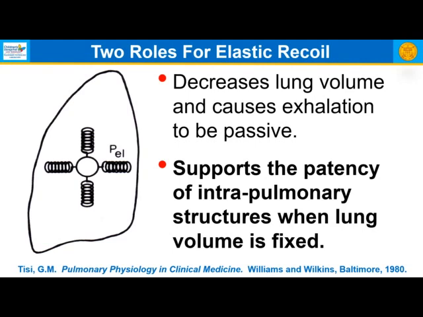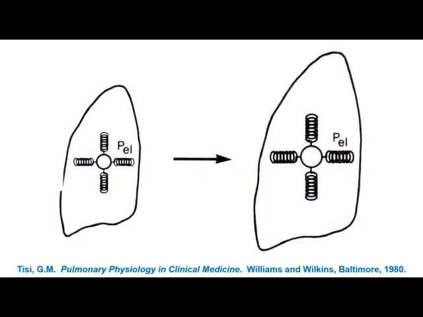So if I ask you to take a deep breath and hold it, now this end of the spring is fixed because you're holding lung volume. So this spring is now pulling on all of these structures, alveoli, airways, lymphatics, blood vessels, to keep them open. And the more elastic recoil there is, the more these stay open. And remember, at increased lung volume, there's more stretch on these, so these structures are even more open.